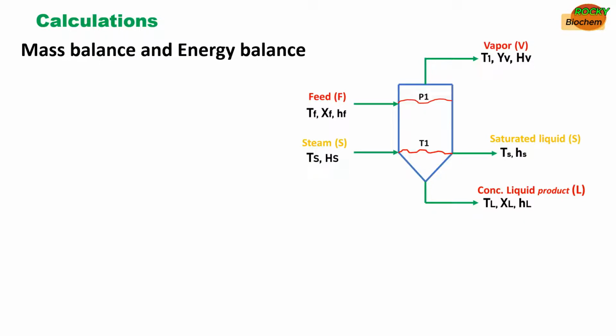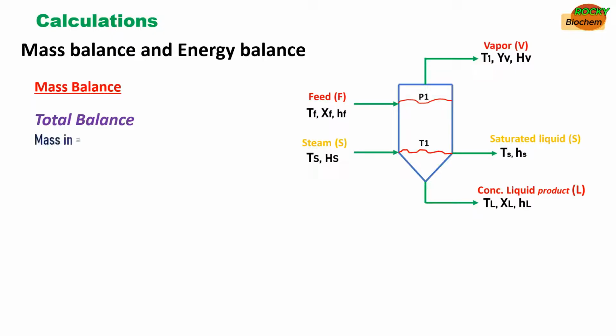So we will talk about how to perform mass balance and then how to perform energy balance. This is basically what you have to know about the single effect evaporator system. Now let's start with mass balance. From our prior understanding of mass balance, we perform what we call total balance and then component balance.